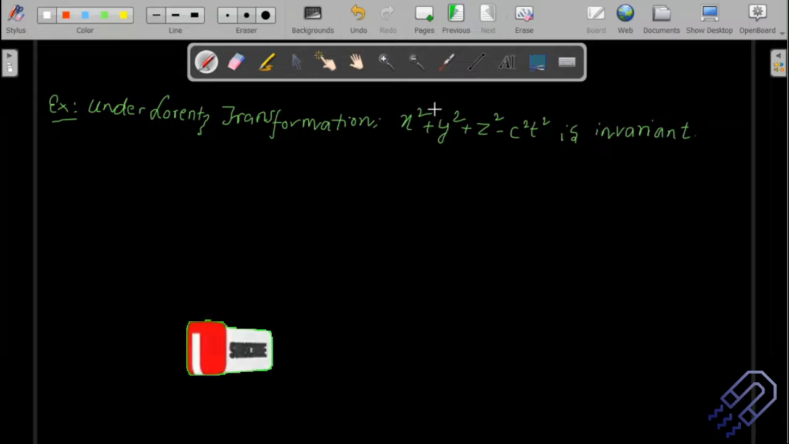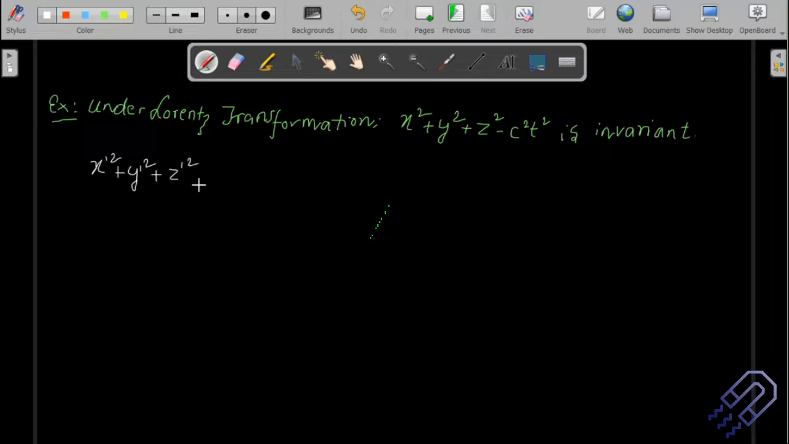Let's try doing this. You are going to get similar problems: a relation would be given and you have to show its invariance. What we are going to do is write down x prime square plus y prime square plus z prime square minus c square t prime square. We are going to take it in the primed coordinates, do our maths, and show after Lorentz transformation that this relation is equal to the unprimed relation, and that will lead to invariance.